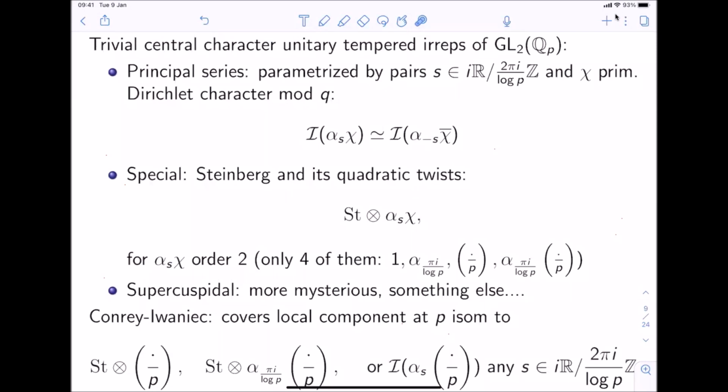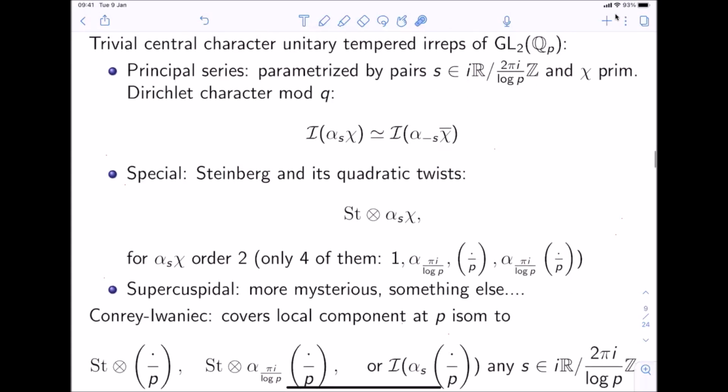You might just think we're throwing away things that shouldn't exist if we believe the Ramanujan conjecture to be true. These principal series representations are parameterized by a number s, which I'll take to be imaginary, and it lives on this circle, and also χ, a primitive Dirichlet character mod Q. So there's an isomorphism. This is some representation; I won't tell you how it's constructed, but it's some representation of this group. And if I take χ and replace it by its complex conjugate and replace s by minus s, I get the same representation. Otherwise, these are distinct.